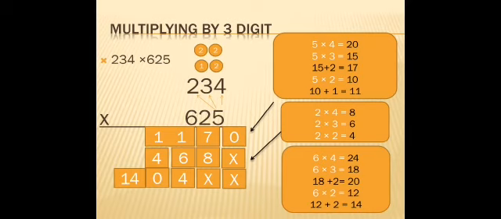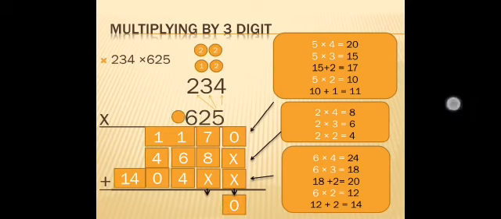When you are done with all the digits, you are going to draw a line and add them up. So 0, 7 plus 8 is 15. You are going to write 5 here, and 1 will be carried. And then 1 plus 1 is 2, plus 6 is 8, plus 4 is 12. So 2 is here, 1 is carried. 1 plus 1 is 2, and plus 4 is 6. And 4, you don't have any number above 14, so you write 14 as it is.